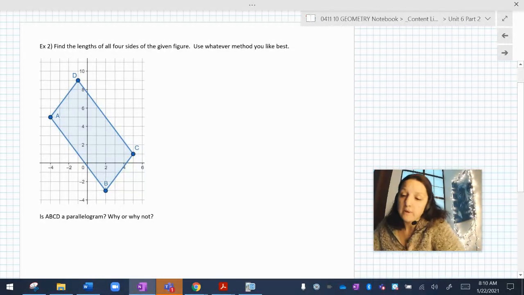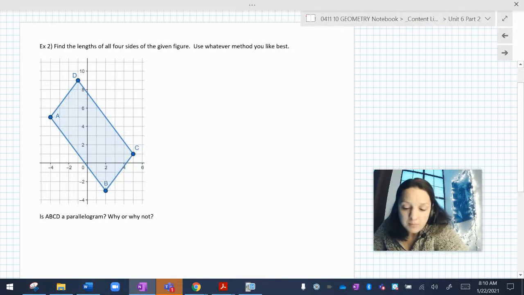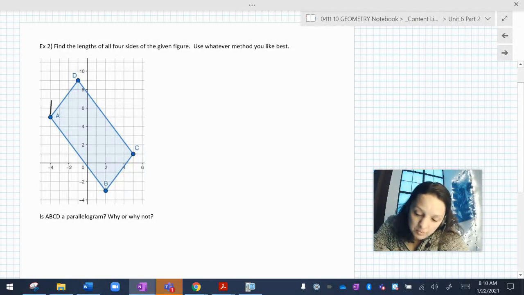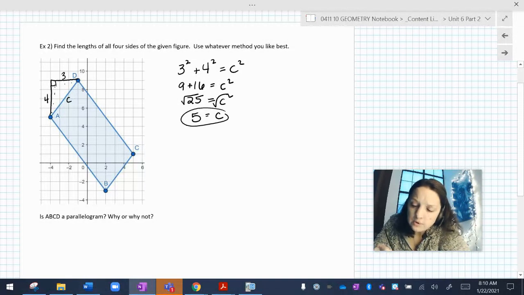I'm going to do the distance formula to see if opposite sides have equal lengths. So I am going to do AD first, and I'm going to do AD using that Pythagorean Theorem method, just because I feel like it. So the Pythagorean Theorem method is the one where you draw in the right triangle, and you say, all right, this is 3 boxes. That's 4. So that would be C. So I would have 3 squared plus 4 squared equals C squared. 9 plus 16, which is 25. Square root it, I get 5. Okay, so this is 5.